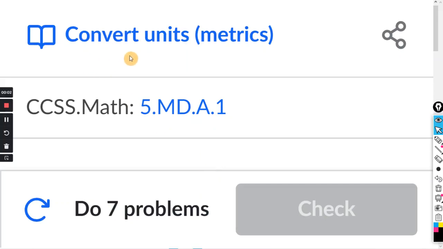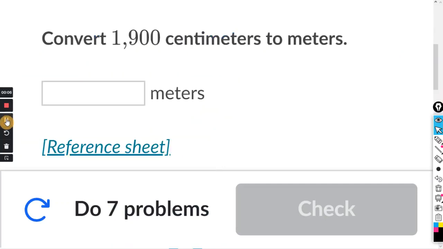This will be for the convert units exercise. They want us to convert 1900 centimeters to meters. If you don't know how many centimeters are in a meter, just click on the reference sheet.